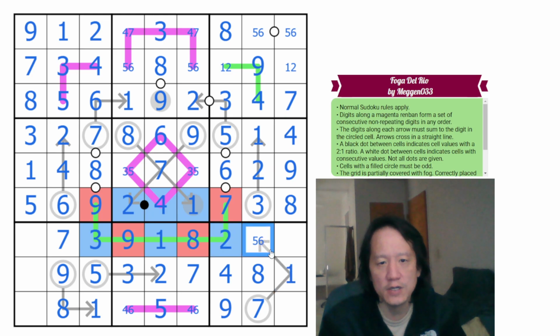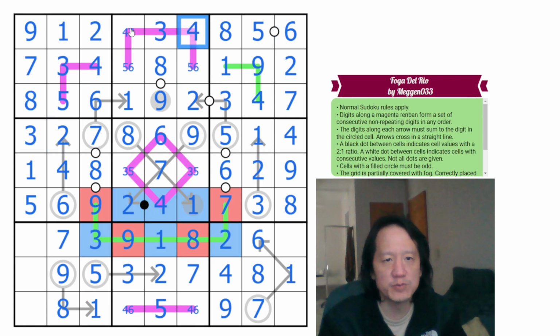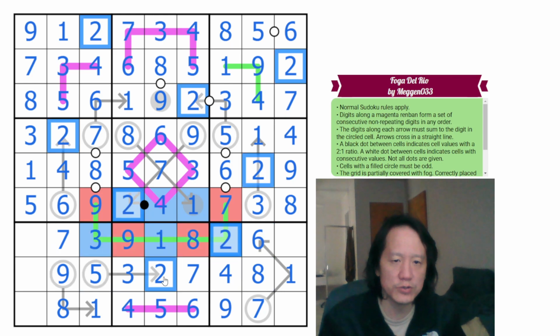So this is 1, this is 6, this is 1, this is 2. This has to be a 5 because of this 6, and therefore that's 6. This can't be 7, so this must be 4, which makes that 7. This can't be 4, so this must be 6, and that must be 4. This can't be 6, so this must be 5, and that's 6. This can't be 3, so this is 5, and that's 3. And everything else here is just normal Sudoku.